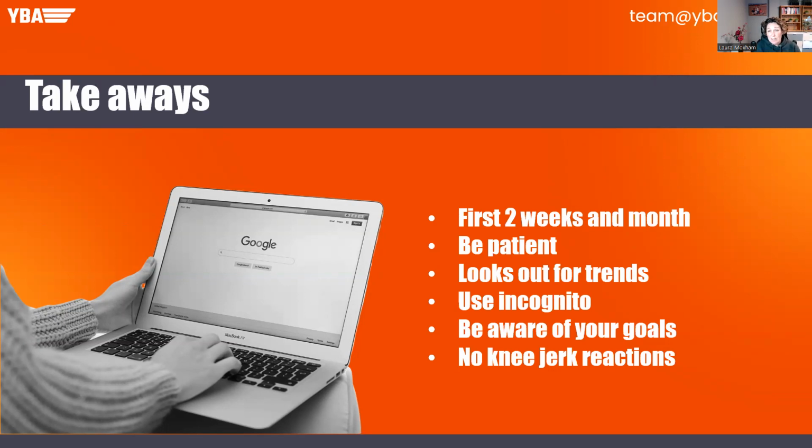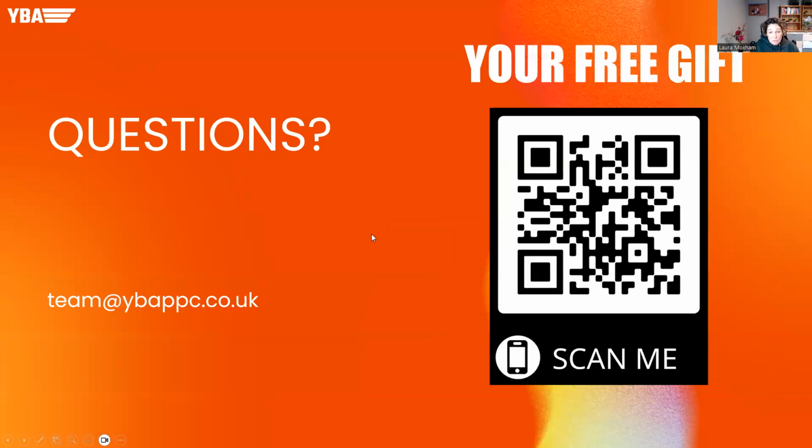Please do use an incognito window, so that Google doesn't actually know your IP address and can't recognize you. Really think about your goals, to make sure that the data you're looking at is in relation to the goals you're trying to achieve. And repeatedly, no knee-jerk reactions. Google works with machine learning, and we need to work with the machine learning and not make these sorts of knee-jerk reactions. Hopefully today has given you an insight into the sorts of things to be aware of when you're launching your Google Ads account or campaigns for the first time.